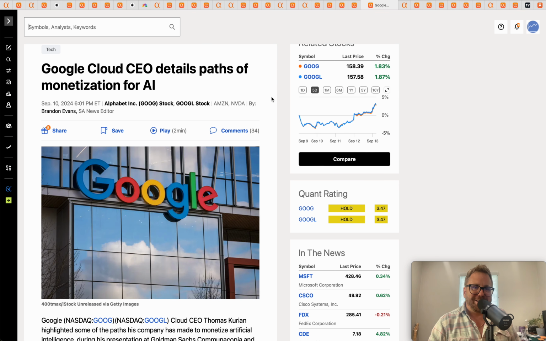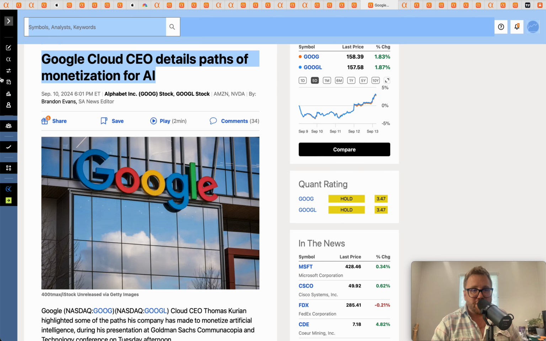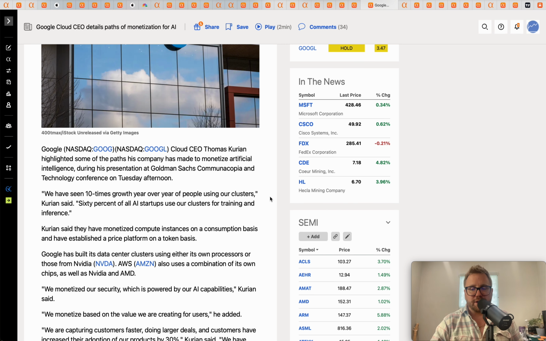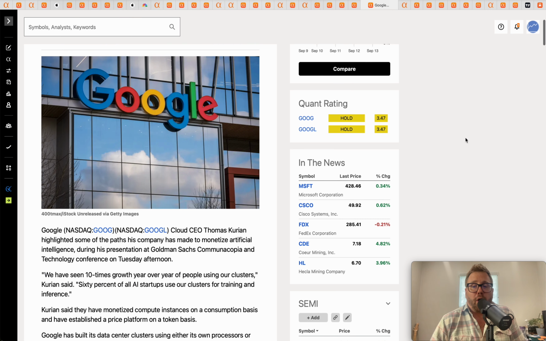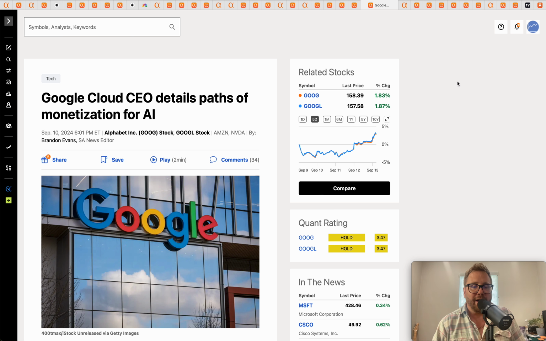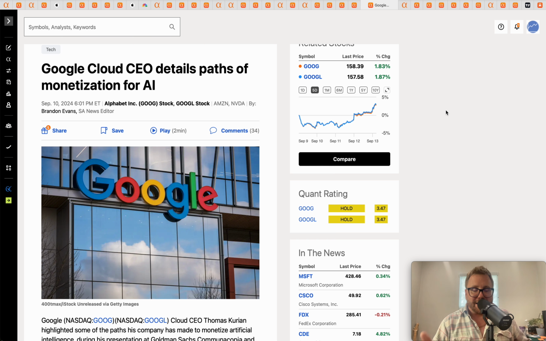Now, Google's cloud CEO details a path of monetization for AI. So these companies are starting to lay these types of things out. Most of it happens to be on the Google Cloud side. They've said that they've seen 10 times growth year over year on people using their AI clusters. I think what people are looking for, though, is that piece of software, that OpenAI kind of $20 a month, or that Microsoft 365 kind of $5 a month type of charge, or maybe obviously higher than that from the enterprise perspective. That's what they're looking for.